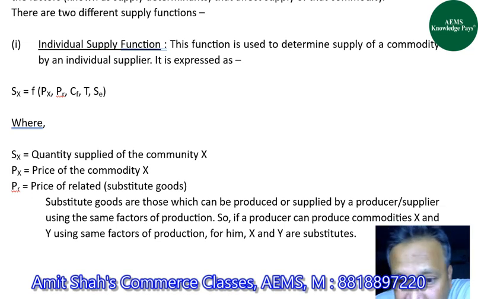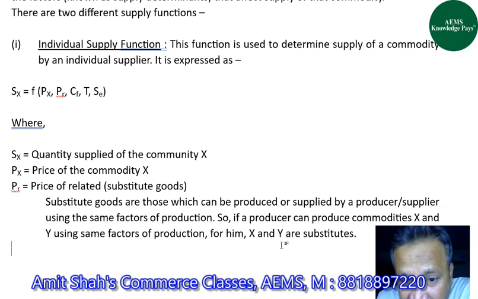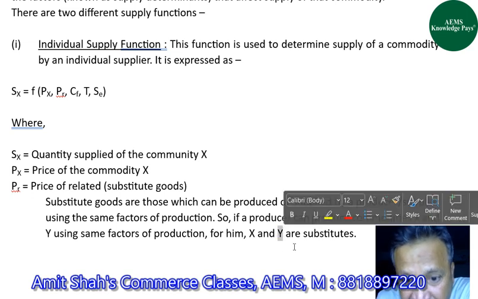Have you understood guys or not? A producer is producing only tables so far, wooden tables. But later he finds that prices of chairs are rising, prices of tables are constant. What will he do? He will stop producing tables and will start producing chairs.